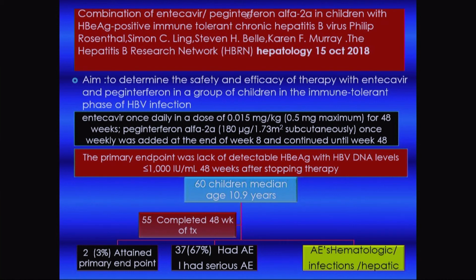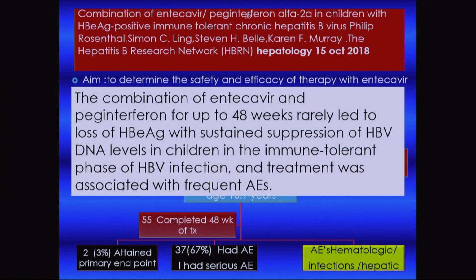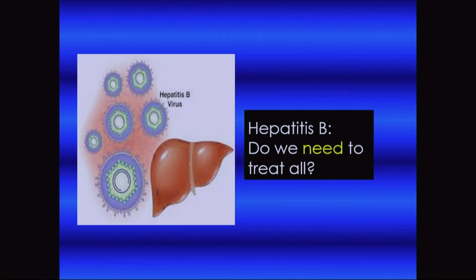The last was the large US clinical trial, where they gave entecavir and peginterferon in 5 centers, and 60 children went through that, and the endpoint was HBeAg seroconversion. Look at that, only 3% attained this endpoint, 67% had adverse events, and so they concluded that the combination rarely led to loss of HBeAg and there were more adverse effects. So they do not recommend it.